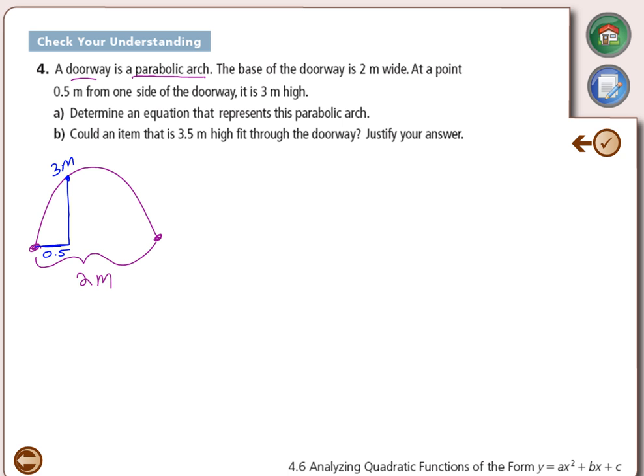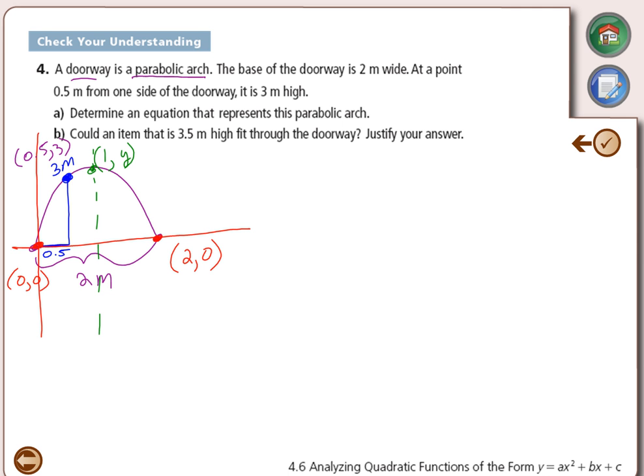So we've got to figure out where we want to put our origin. I'm going to recommend in this one just to plop it right there at that point. That gives me one x-intercept at 0, 0. That's also going to give me another x-intercept 2 meters away at 2, 0. Halfway in between is 1, something. I also know this point right here, which was 0.5, 3.